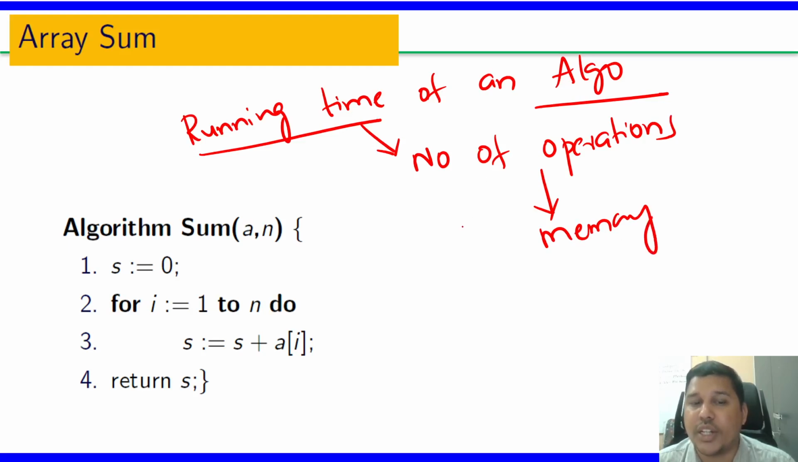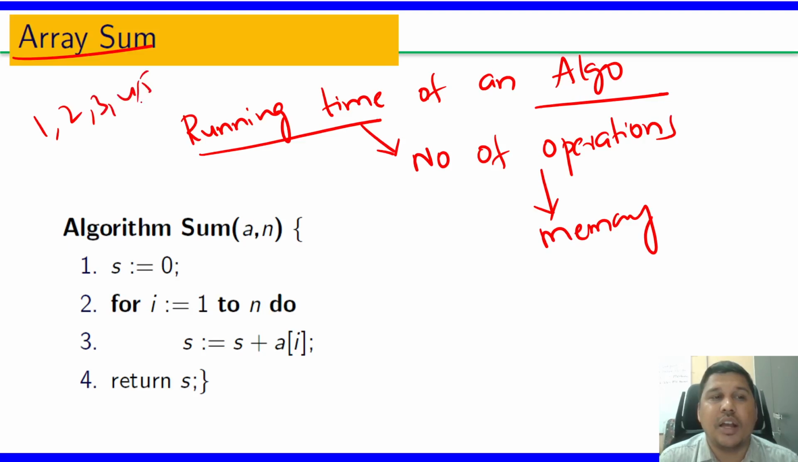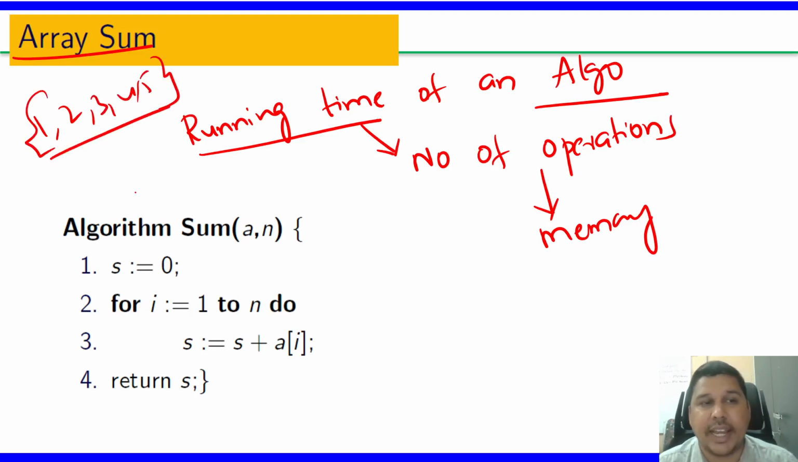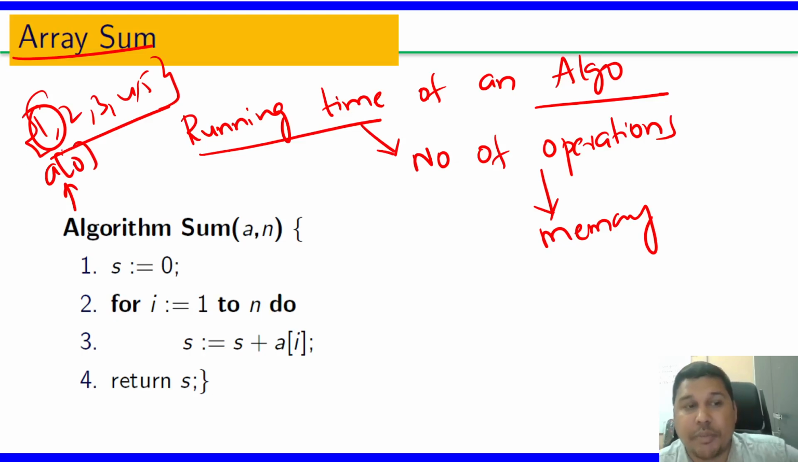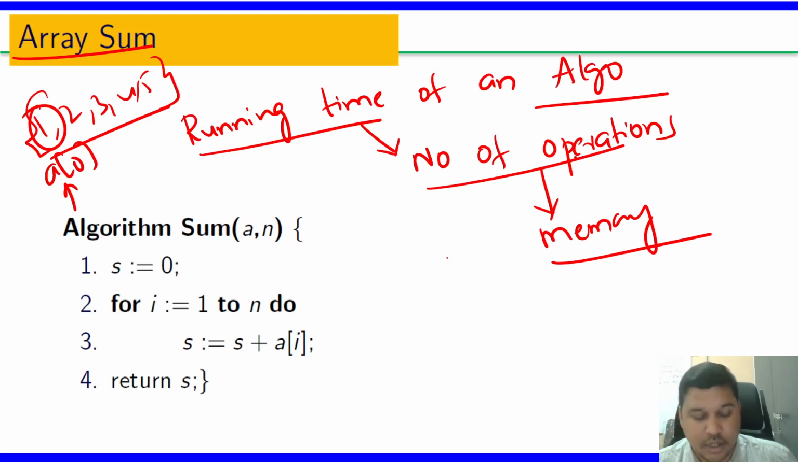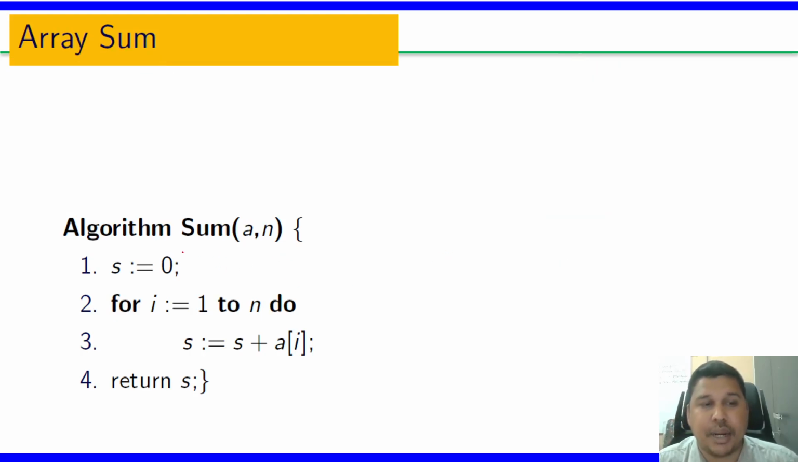Because if I want to do addition, as an example, array sum: I have an array with 5 elements, 1 2 3 4 5, and I want to find the sum of the elements of the array. When I want to choose 1, that is A of 0, it means I'm accessing memory. This variable 1 is stored in my memory, so I'm trying to access that. So the running time of an algorithm depends on the number of operations, and an operation means we are trying to access the memory. You see this example, sum A n.